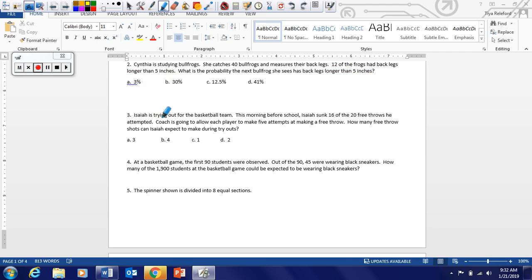Number 3, Isaiah is trying out for the basketball team. This morning before school, Isaiah sunk 16 of the 20 free throws he attempted. Coach is going to allow each player to make 5 attempts at making a free throw. How many free throw shots can Isaiah expect to make during tryout? Now be careful. Sometimes they'll say how many can he expect to miss, or they do weird stuff like that just to see if they can mess you up.